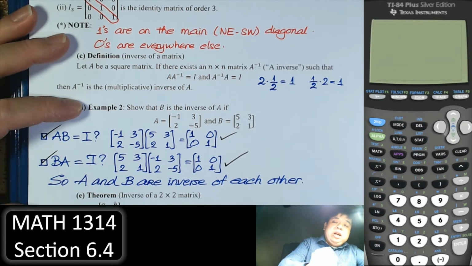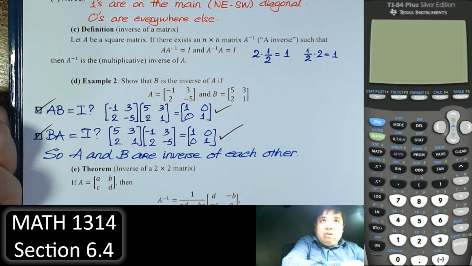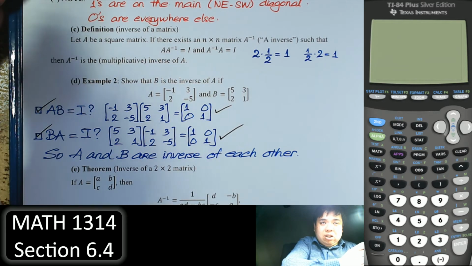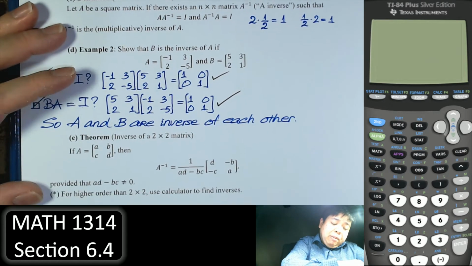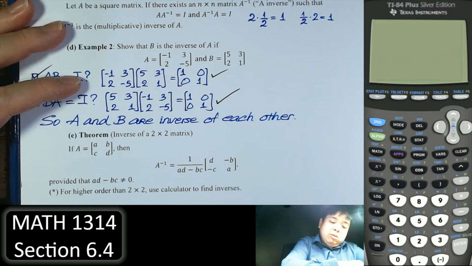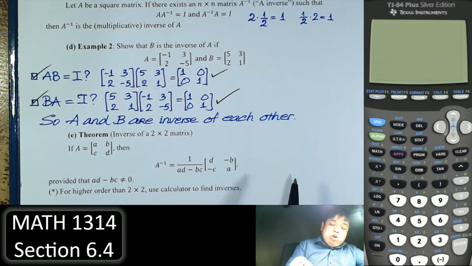The inverse is unique, so we can just say A and B are inverses of each other, or B is the inverse of A, or A is the inverse of B. Right, we have a theorem. Now this theorem only works for a 2 by 2 matrix.